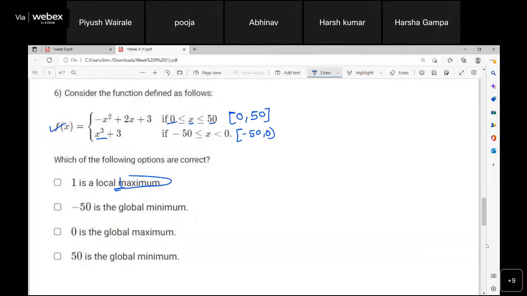Yes, anyone? Yes, the solving one. Okay, yeah. We'll wait for 2 minutes.